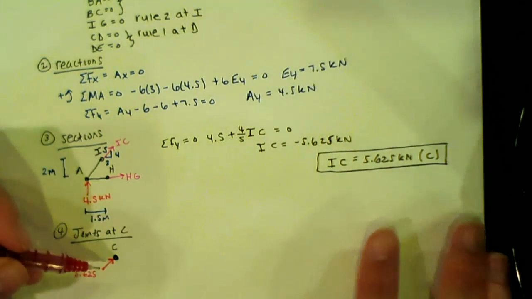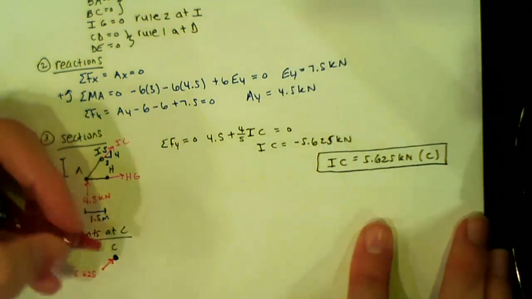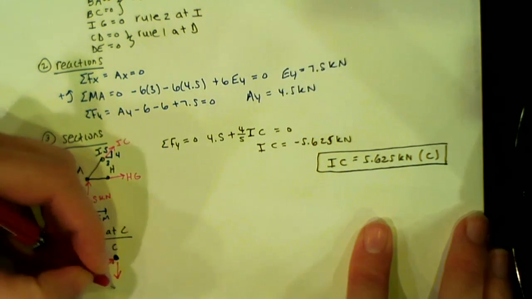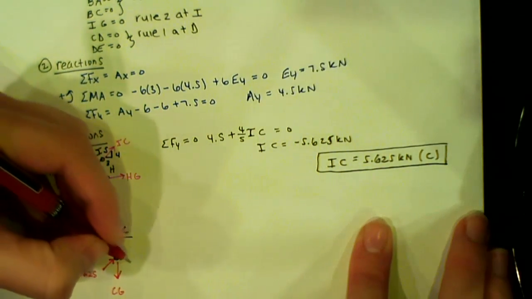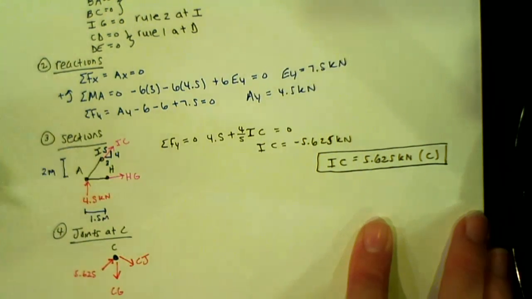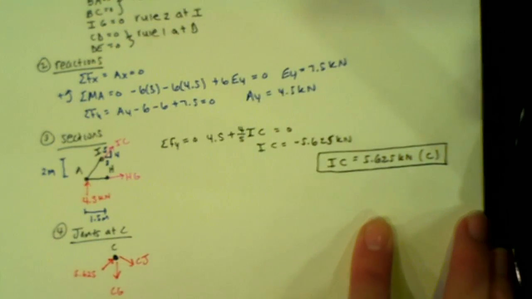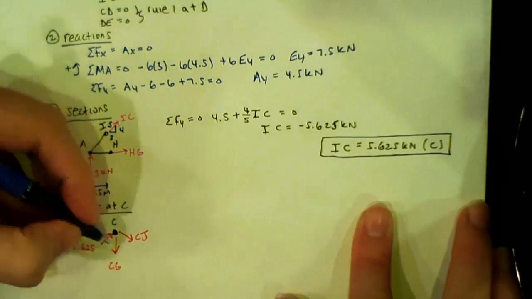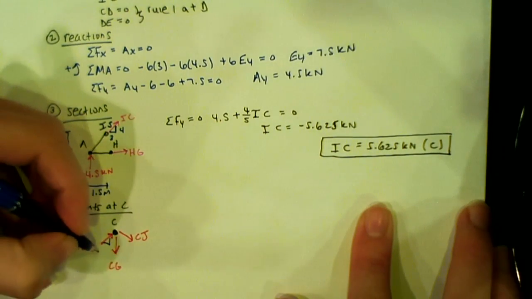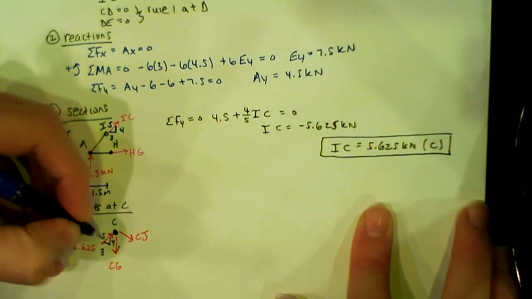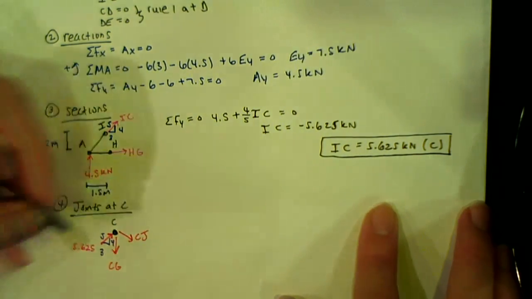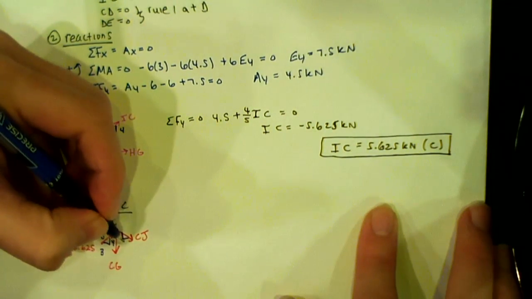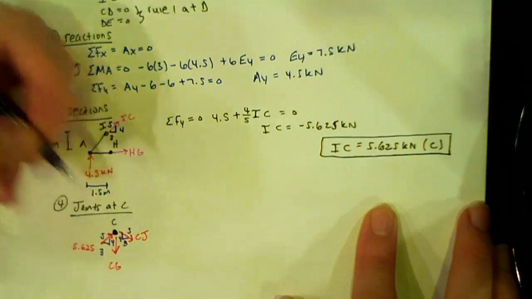So for this joint here, let's assume tension for CG. So that's going down. And then we also have CJ. And so again, these have the same dimensions as before. This is a 3, 4, 5 triangle. That's the same for CJ. So this is 3, 4, 5.